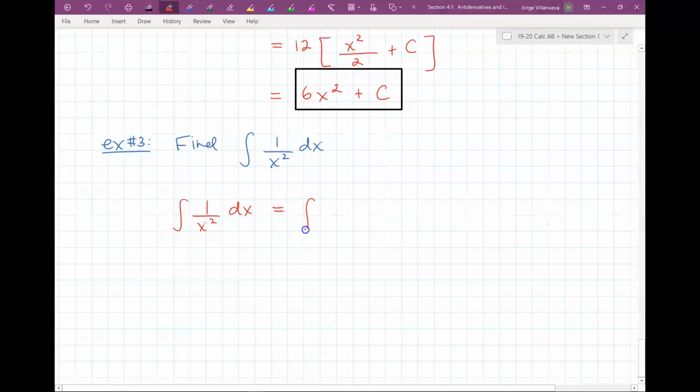You want to rewrite it so it's just the power rule. So x to the negative 2. So again, I'm just going to use the power rule. I'm going to add 1 to the power and divide it by the new power. So this is what it's going to look like. X to the negative 2 plus 1 over negative 2 plus 1 plus c.